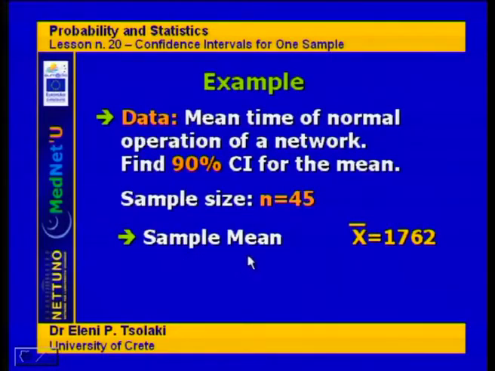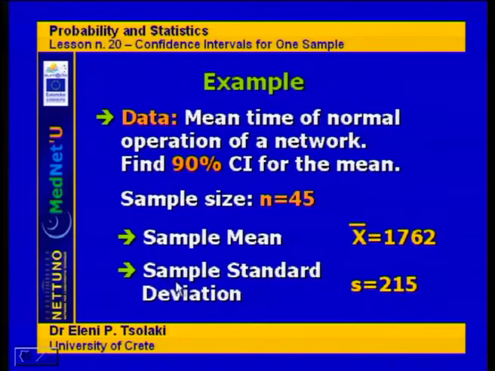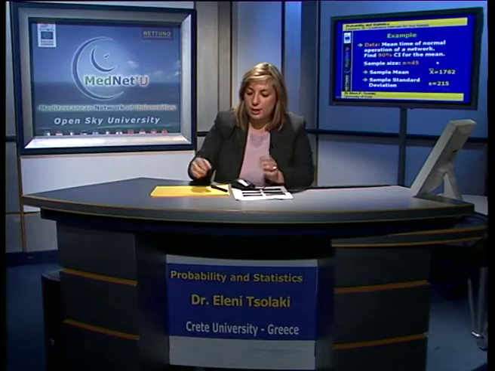The data are not given here, but we are given the information that the sample mean is 1762, and also the sample standard deviation of the data is 215. So now we are going to construct a confidence interval for the mean of the population. Let's see what we are going to do.